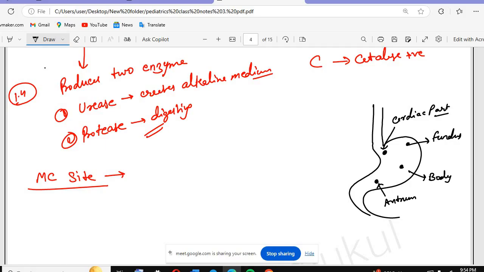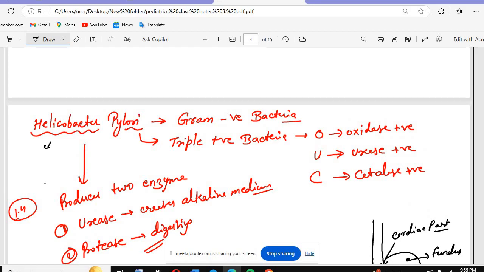Okay. This Helicobacter pylori, what is the most common site? That is the antrum. They will be present in the gastric antrum of the stomach. They are motile, which means they have the flagella.